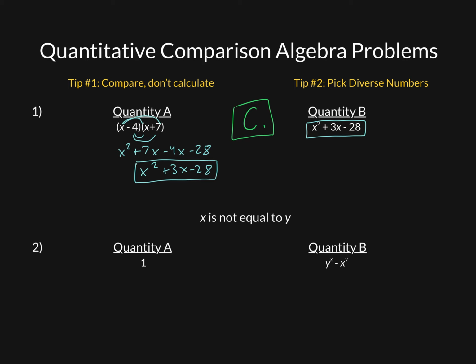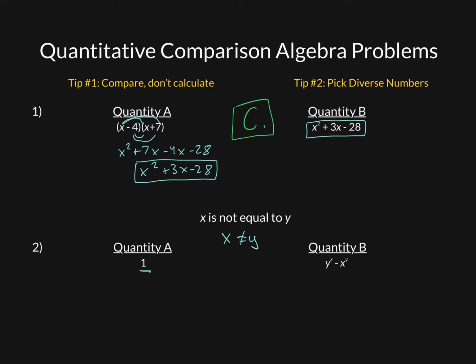They're saying x is not equal to y. So essentially another way to write that is x not equal to y. And we're comparing quantity A and quantity B. So quantity A is just 1, it's simple enough, and quantity B is y to the x minus x to the y. Well, let's go ahead and plug in some numbers, see if we can make it equal to 1, greater than 1. If we can prove a discrepancy, that's always my first step.